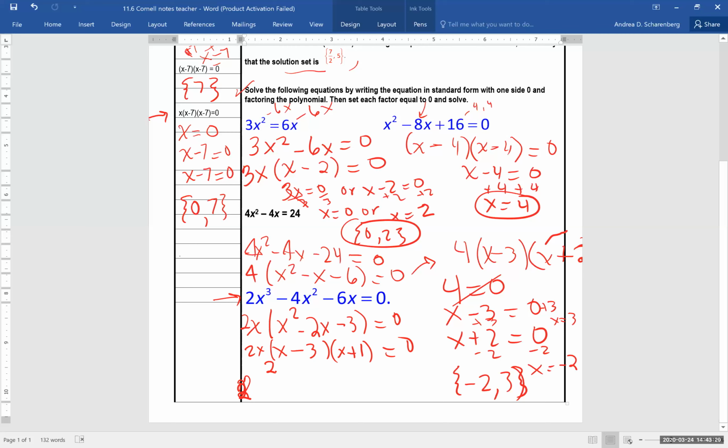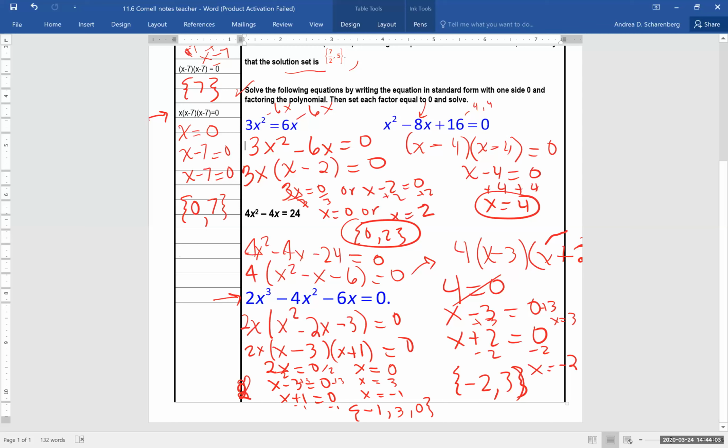Okay, I have 3 factors. I have 2x equals 0, I have x minus 3 equals 0, and I have x plus 1 equals 0. So for this first one, dividing by 2, x is going to equal 0. This one, adding 3 to both sides, x is going to equal 3. And the third one, subtracting 1 from both sides, x is equal to negative 1. So the solution set is, let me get these in numerical order, negative 1, 0, 3. My bad, 0 should have come before 3.